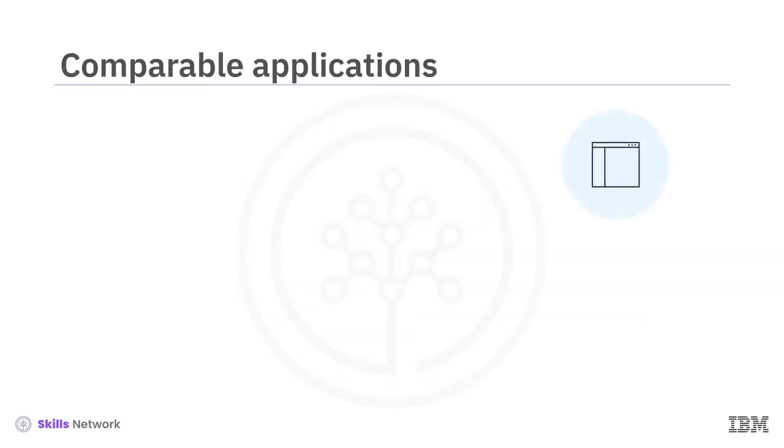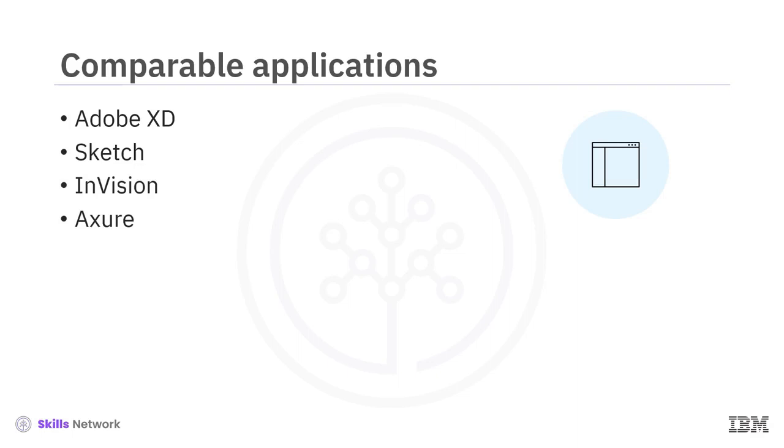We have learned a lot about Figma, the leading UI/UX tool in the market today. Several other tools in the industry are comparable to Figma, like Adobe XD, Sketch, InVision, and Axure. Each of these has its pros and cons. You can explore them further to understand how they differ from Figma.